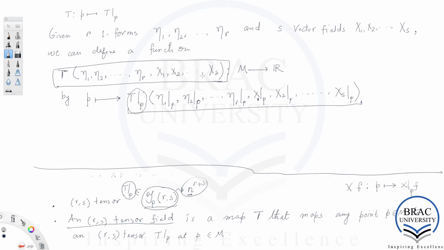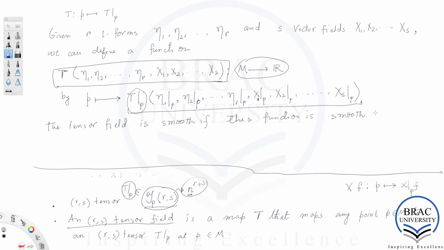Okay, so the tensor field T, we call T the tensor field. The tensor field is going to be smooth if this function, P going to this number, is smooth. If this function is smooth, then we are going to say that the underlying tensor field is smooth.